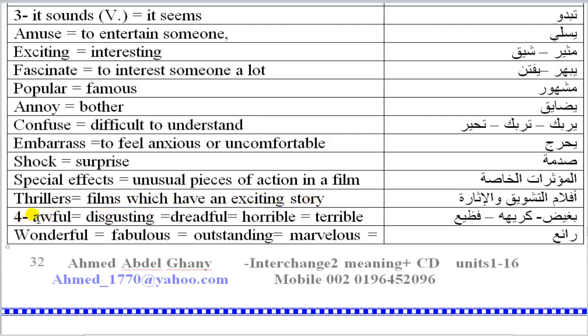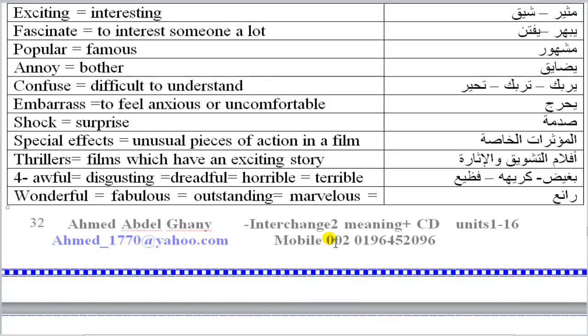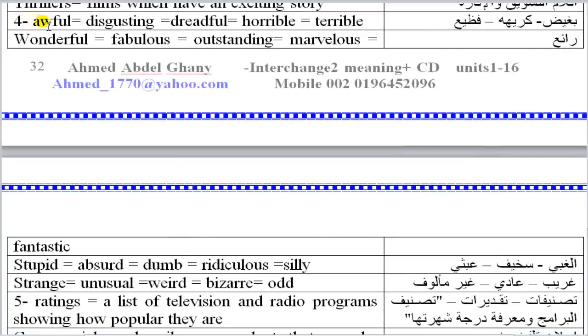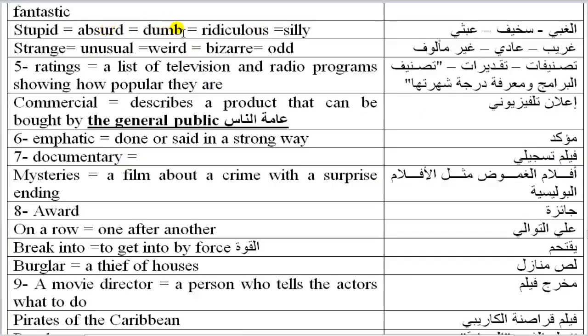4. The words of exercise number 4: awful, disgusting, dreadful, horrible, terrible. Wonderful, fabulous, outstanding, marvelous, fantastic. Absurd, dumb, B silent, dumb, ridiculous, silly, strange, unusual, weird, bizarre, odd.